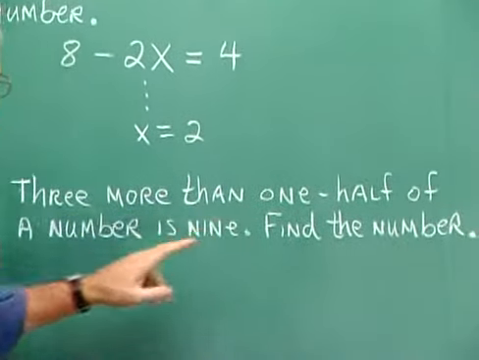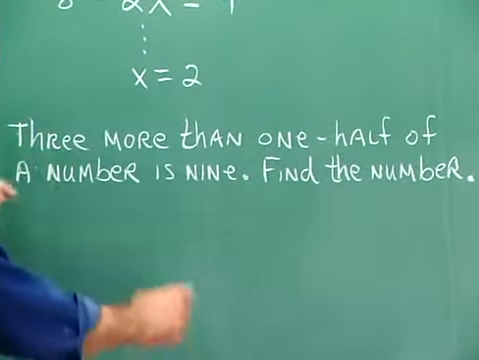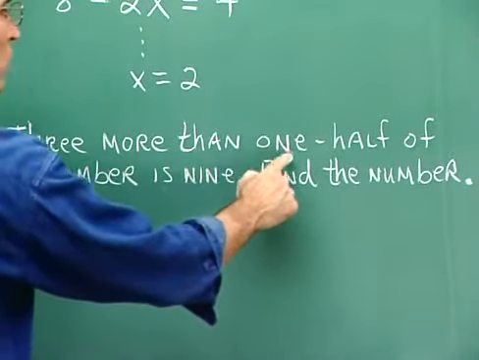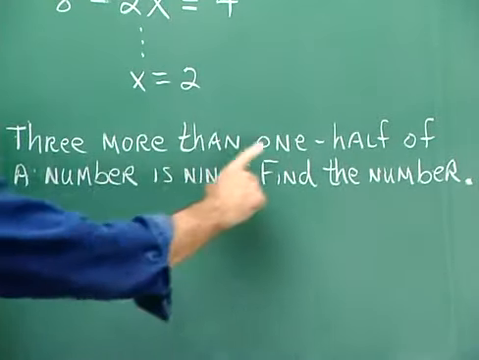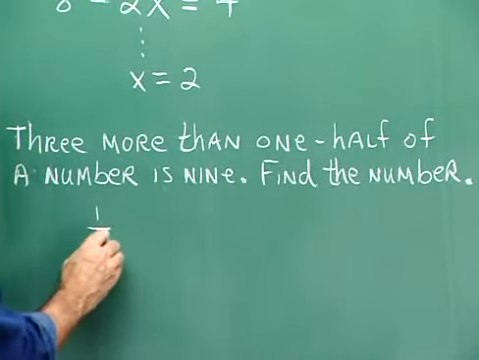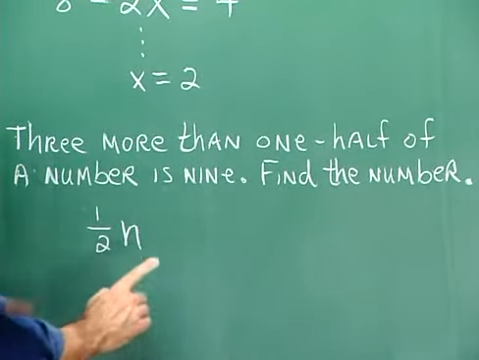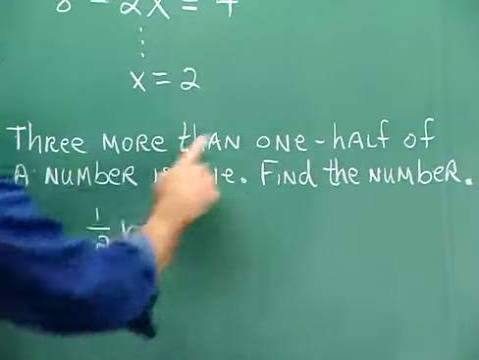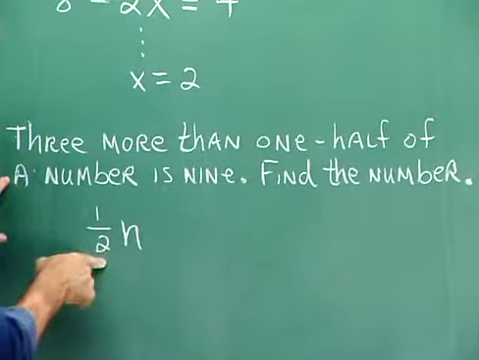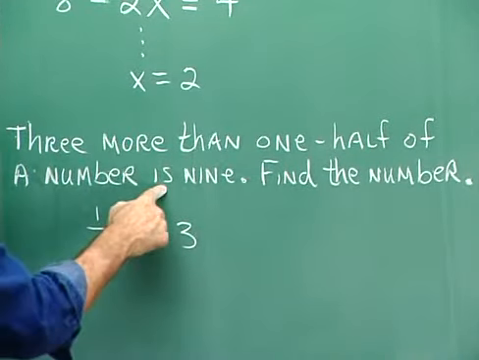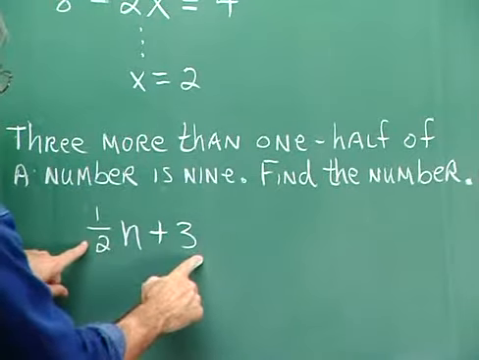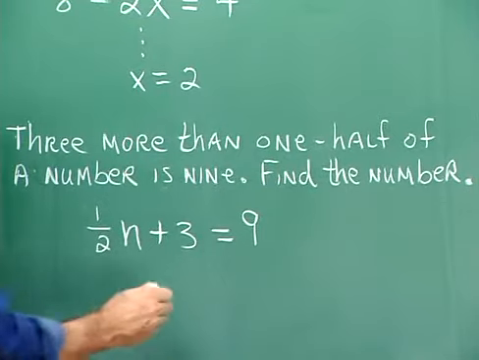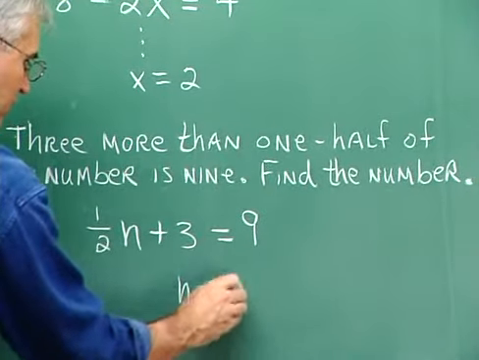3 more than 1/2 of a number. We can stop right there and not even go through the rest of it just yet. 3 more than 1/2 of a number. That's 1/2 of a number. We could also write this as n over 2, remember, but 1/2 times n would be fine. Okay, so this is the 1/2 of a number. 3 more than this means add 3 to it. Is, see, 3 more than 1/2 of a number, that's this, is equal to 9. You see, and then we'll solve this equation, and we'll find that n is equal to 12.